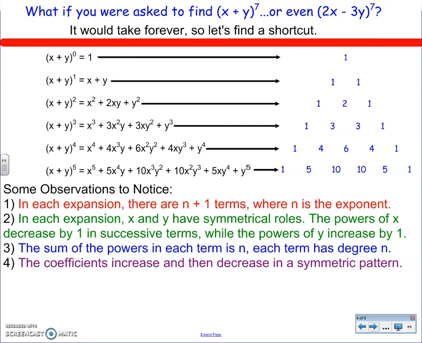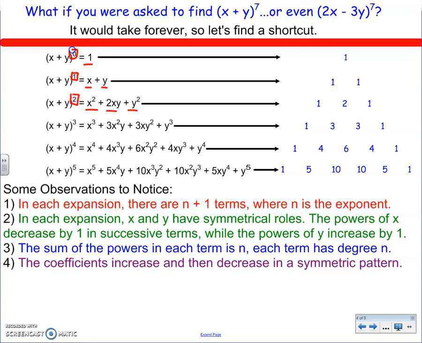Here's the same 6 from before. Notice some big observations. The first one in red says in each expansion there are n plus 1 terms, where n is the exponent. So the first one has an exponent of 0. 0 plus 1 is 1. There's 1 term. The second one has a degree or exponent of 1. 1 plus 1 is 2. There are 2 terms. Then we have a square power, so degree 2. 2 plus 1 is 3.